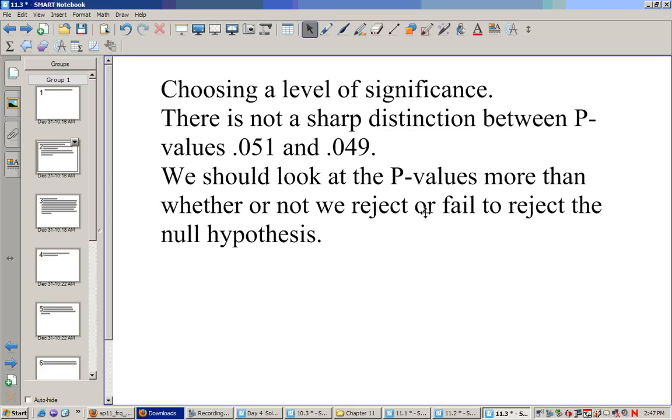Now, choosing a significance level. There's not a sharp distinction between a p-value of 0.051 and 0.049. We should look at the p-values more than just whether we reject or fail to reject the null hypothesis. Because at a p-value of 0.051 we fail to reject, and at 0.049 we reject the null hypothesis. But that's not the full story. The full story can be seen in the actual p-value.